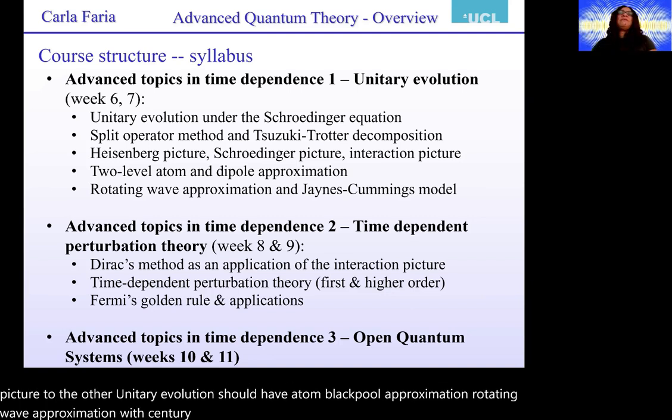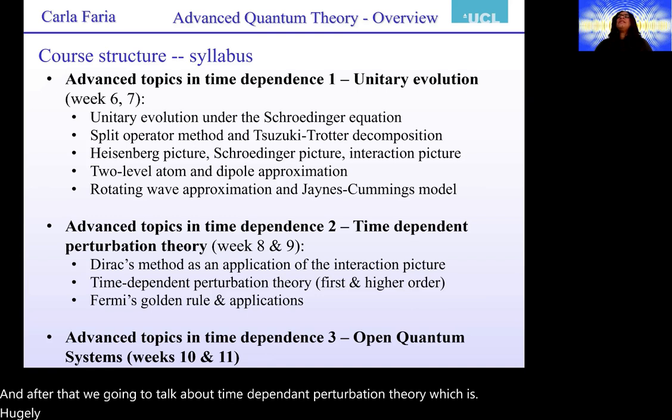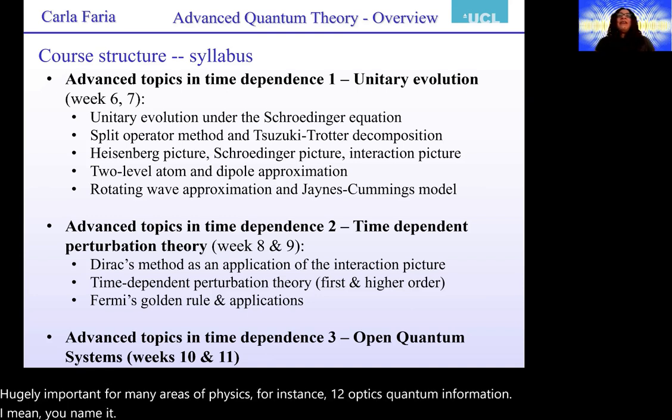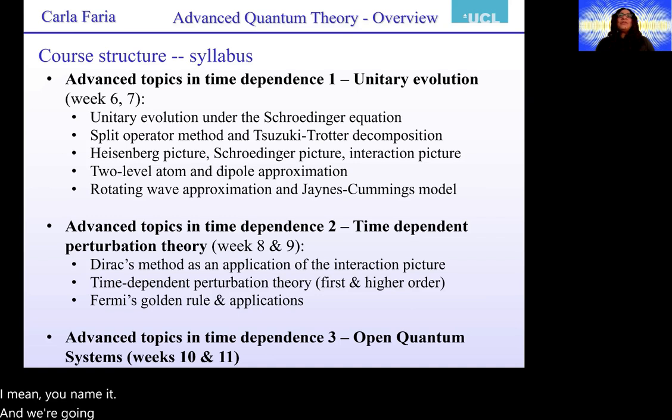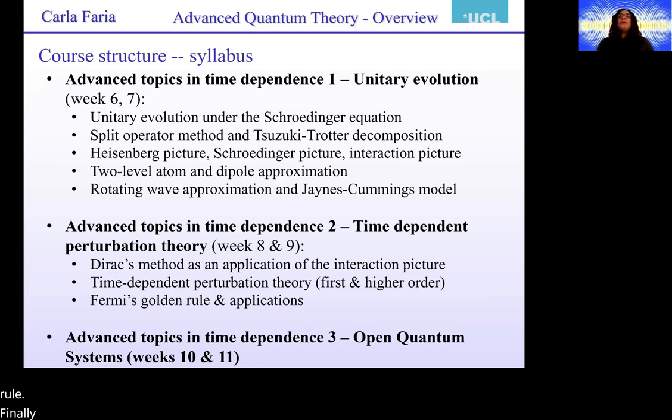Jaynes-Cummings model, as we mentioned before. And after that, we're going to talk about time-dependent perturbation theory, which is hugely important for many areas of physics. For instance, quantum optics, quantum information, I mean, you name it. And we're going also to consider some applications and also talk about Fermi's golden rule. And finally, we're discussing open quantum systems at the end of the course.